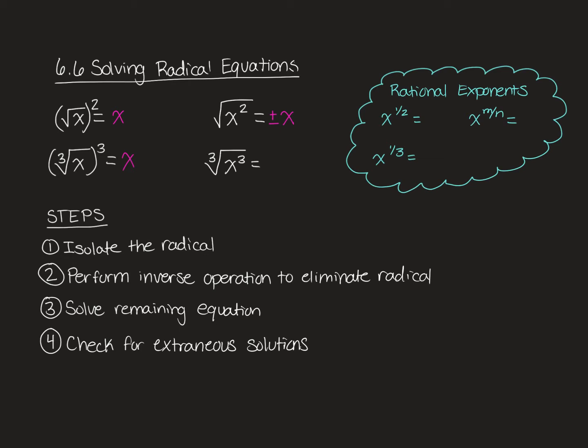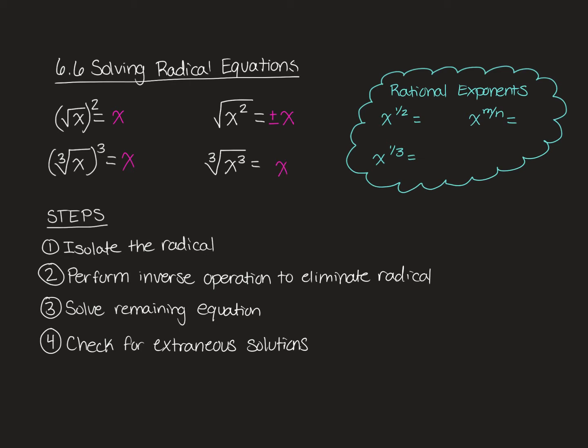If you take a square root, you actually perform the square root operation, so you have to put a plus or minus. Same thing with a cube root, except with a cube root, we do not need a plus or minus. So the cube root of x cubed is just x.